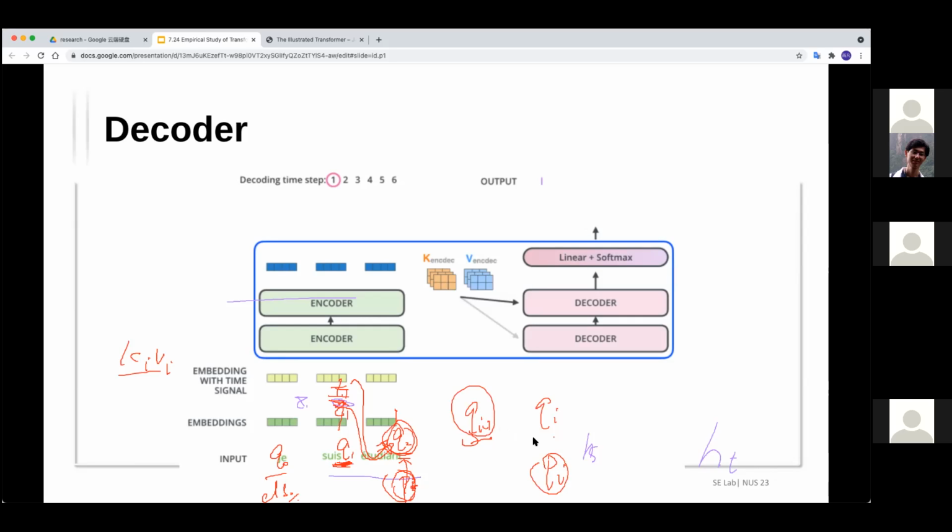Okay, so I think Yufan has explained the principle of the transformer quite clearly. Are there any questions on the model?